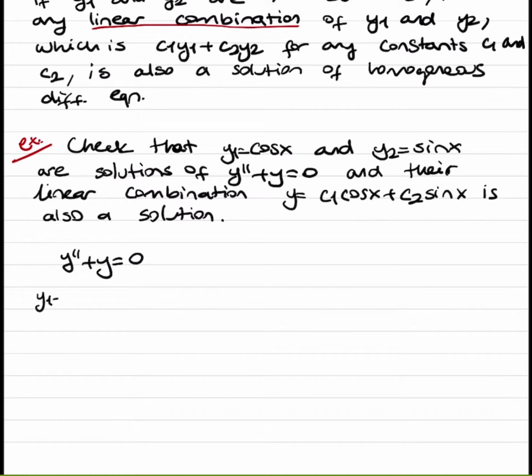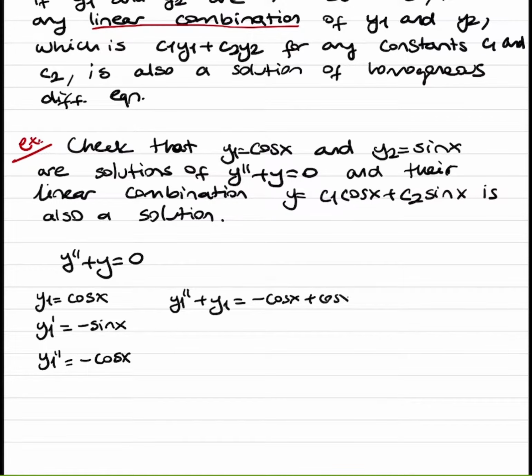We want to check if y1 equals cosine x is a solution. We need to take the first derivative. It is minus sine x. The second derivative is minus cosine x. So let's put it in the equation: minus cosine x plus cosine x is equal to 0. So it satisfies the equation, so it is a solution.